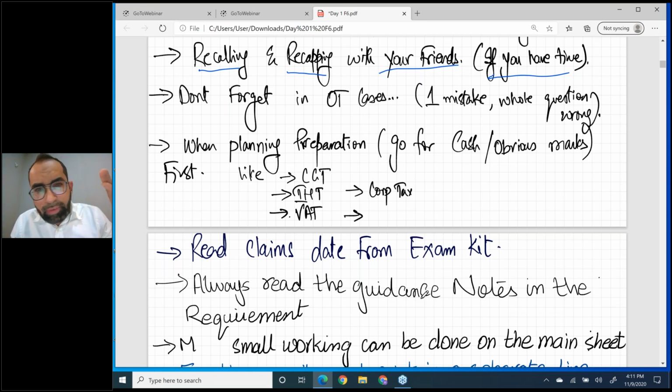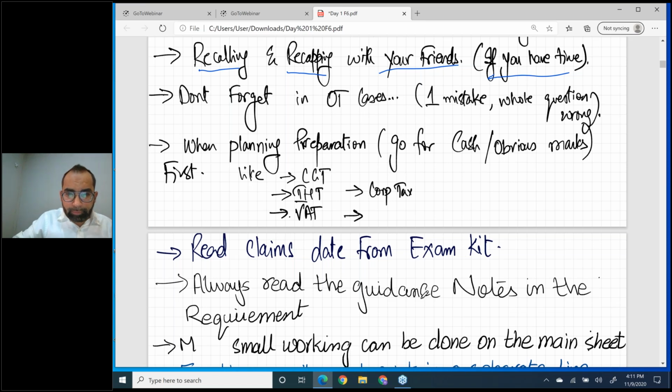CGT 10 marks fixed, IHT 10 marks fixed, VAT 10 marks fixed, and corporation tax 15 marks fixed, 45. Plus you also get MCQs from Section A from these areas. So in short, we can say 60 marks from these areas. So these are very cash areas to clear the paper, right?